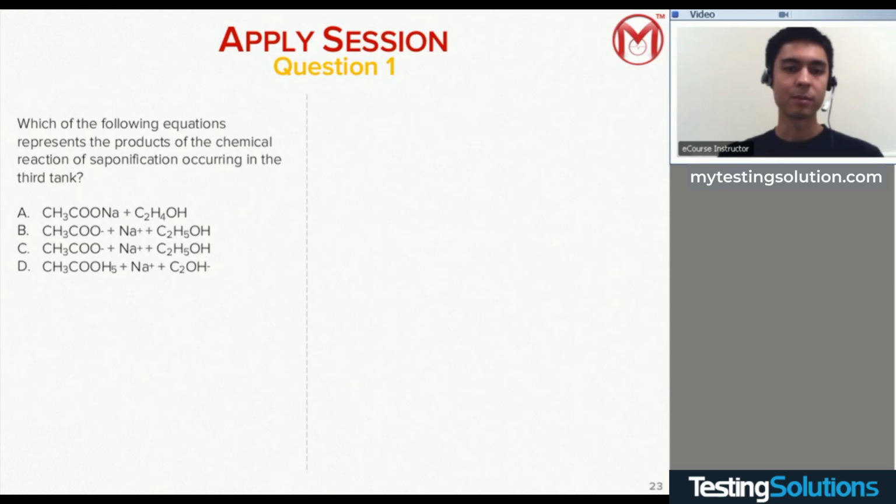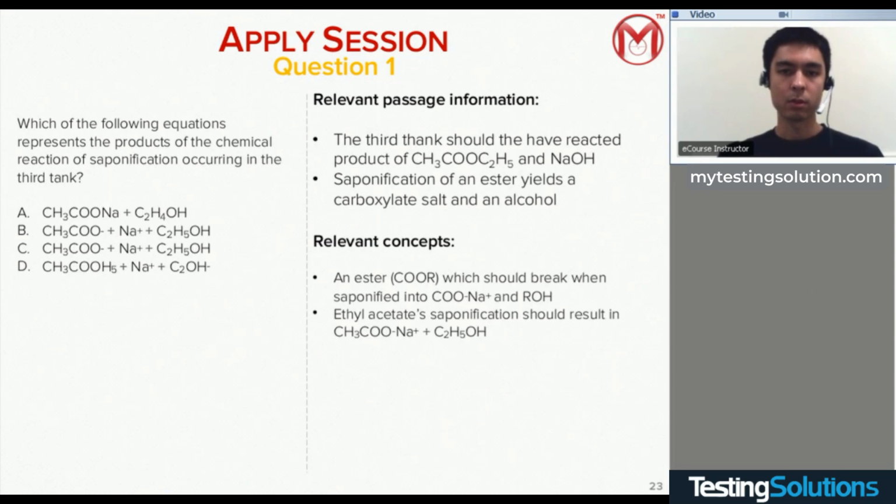All right. So which of the following equations represents the products of the chemical reaction of saponification occurring in the third tank? So I'm going to go back to the experiment. What's happening in the third tank should have the reacted product of the CH3COOC2H5, that is the ester, and the NaOH. So it should have the product of those two. Basically, the saponification of an ester is going to give us a carboxylate salt and an alcohol, right? So saponification is occurring in the third tank.